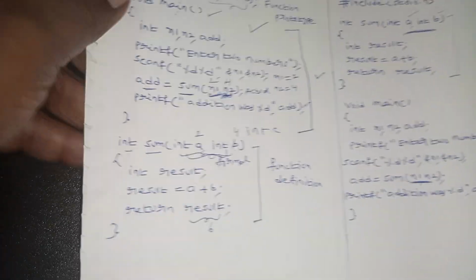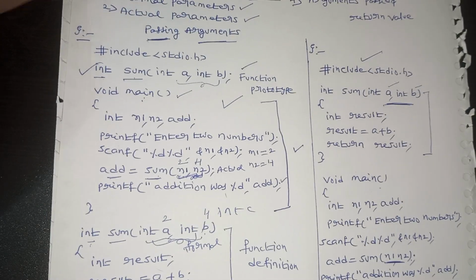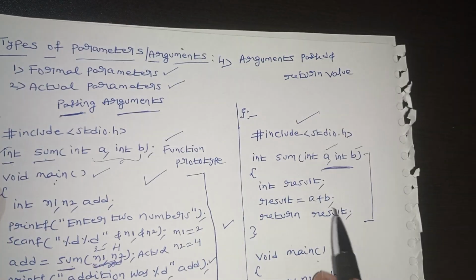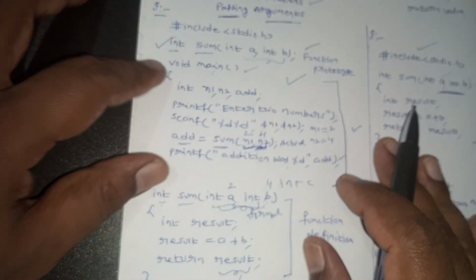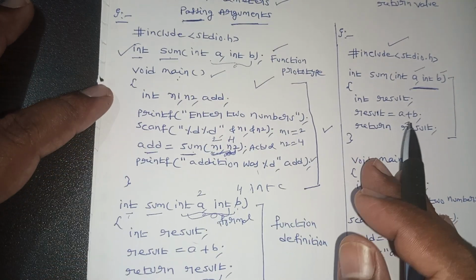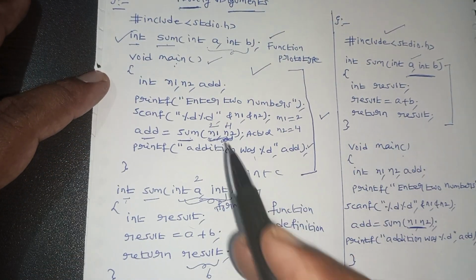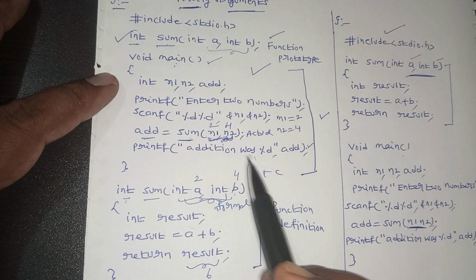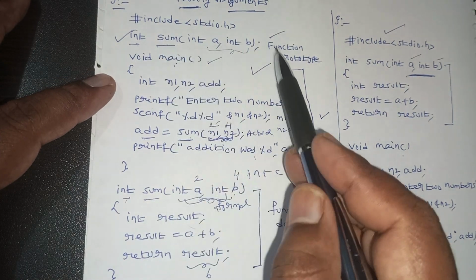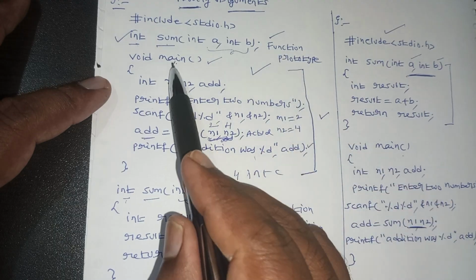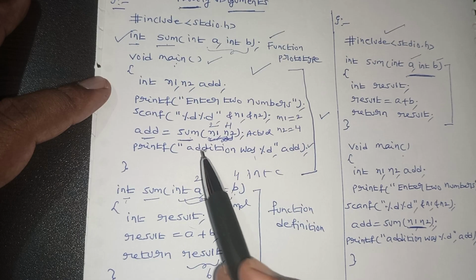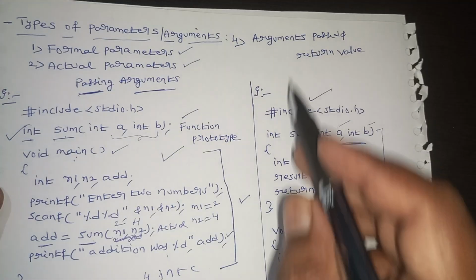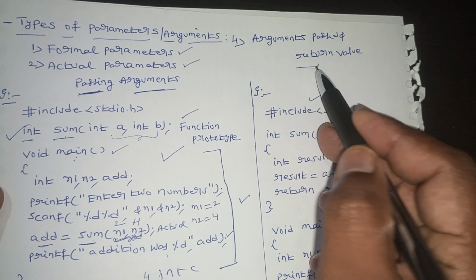Finally, the last one. Already I told in the previous class. For the time being I'm taking the previous paper only. So what is the last one? Arguments passed and returning a value. So this is the example. If you make some observation, I already told this in the previous video. Now you see here, this is the function prototype. If you want to know about this program, listen to the previous video one more time. It is very easy to understand. So arguments passed and returning a value.